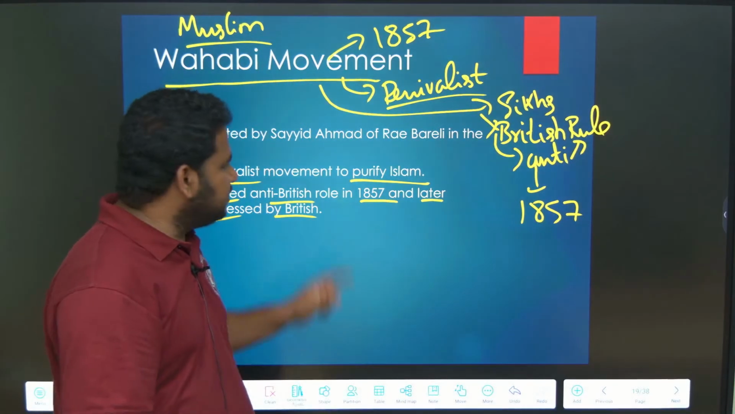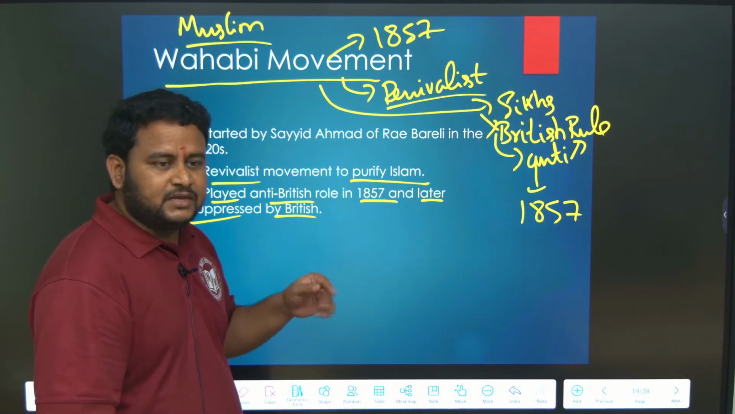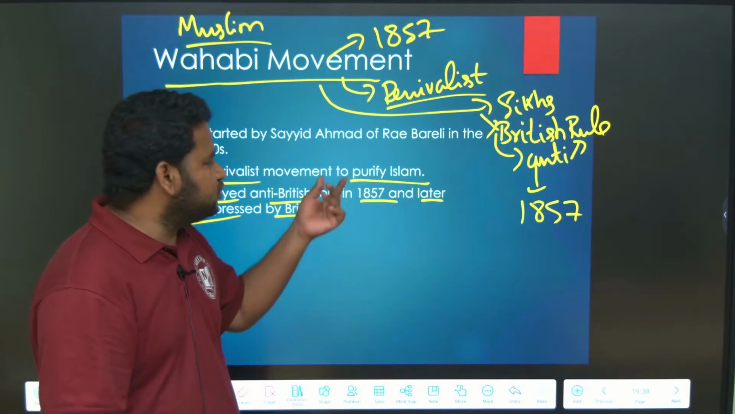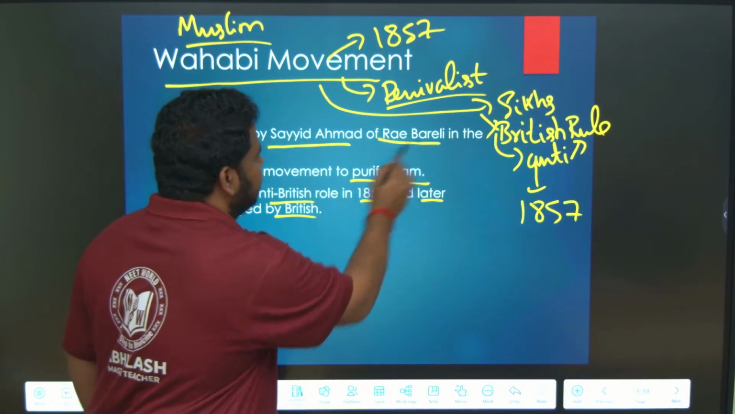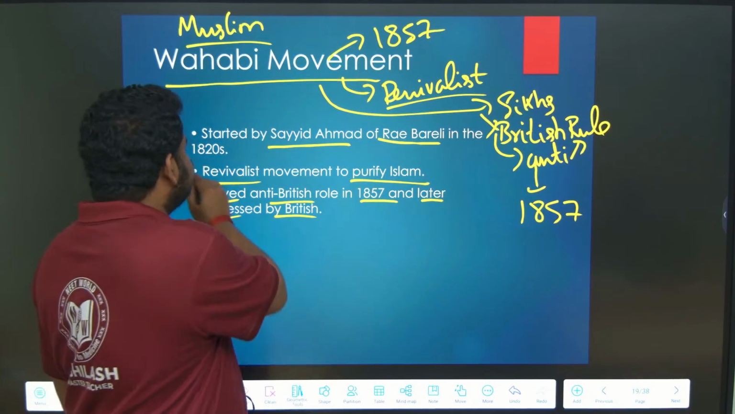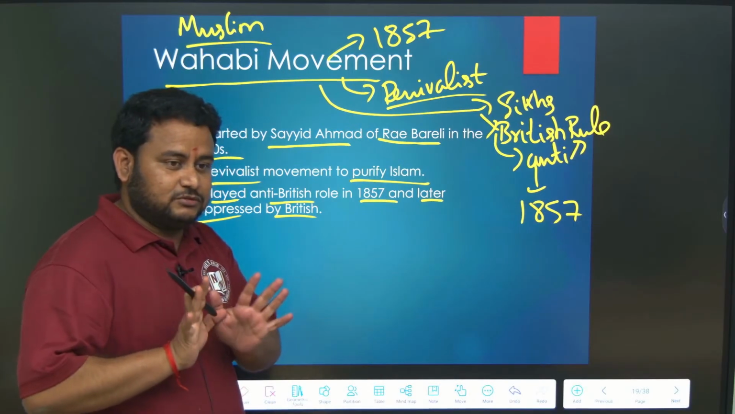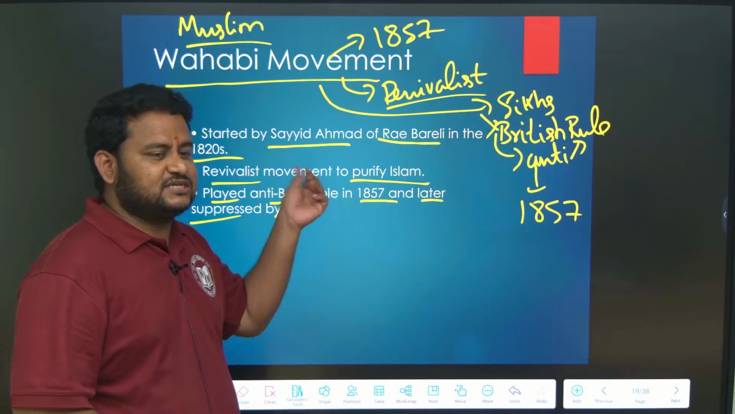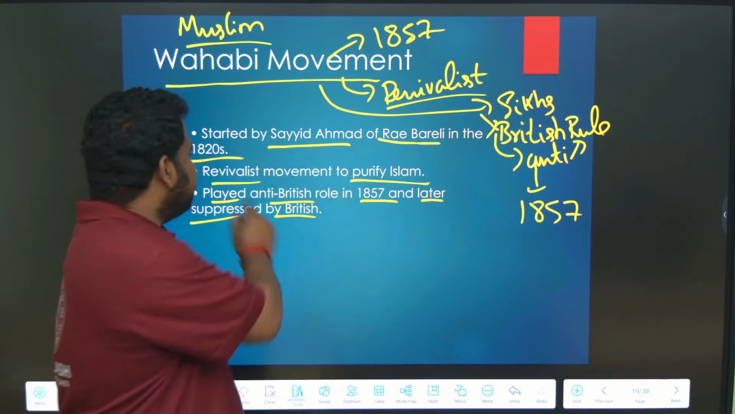Most importantly, you should know it was also part of the 1857 revolt, and it was a revivalist movement. It was to purify Islam, and it was founded by Syed Ahmed of Rai Bareli. Rai Bareli is in Uttar Pradesh now. The Wahhabi movement was started in the 1820s by Syed Ahmed. It is not Syed Ahmed Khan, don't get confused. Syed Ahmed Khan is different; this is just Syed Ahmed.